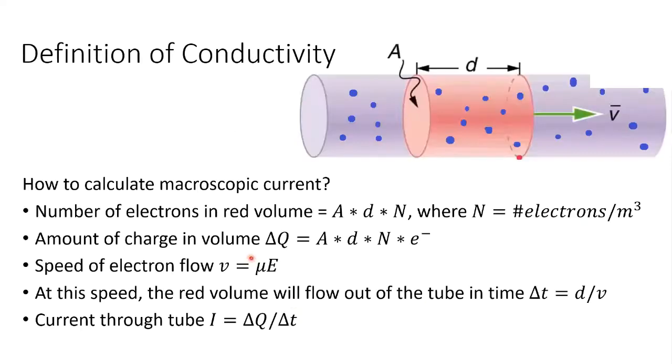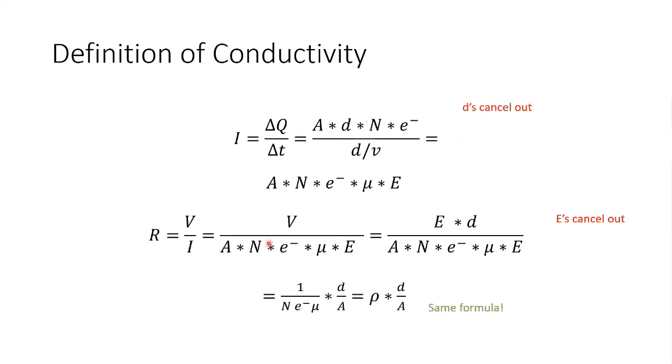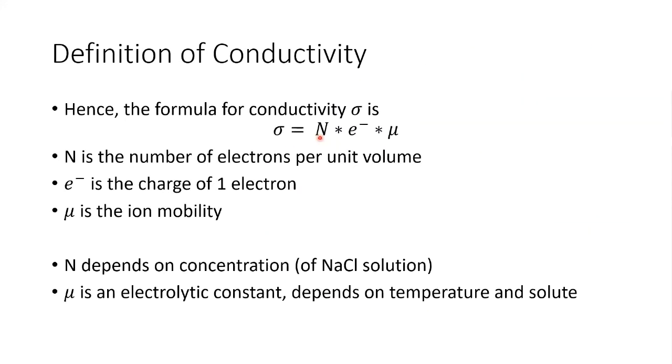Now, since we know that sigma is defined as 1 over rho, then we know that sigma is equal to this quantity, which is n times e times mu, where n is the number of electrons per unit volume, e is the charge of one electron or the charge of one charge carrier, and mu is the ion mobility.